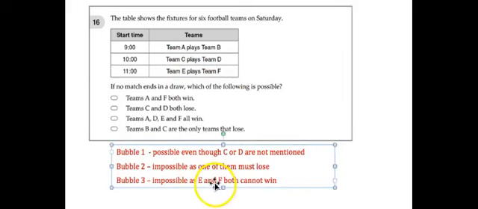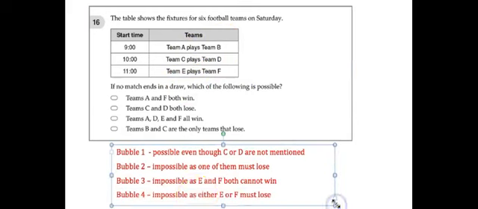So impossible, as E and F both cannot win, because either one of E and F must lose, and B and C are the only teams that lose. Yes, B can lose and C can lose. However, E or F must lose. So impossible, as E or F must lose.